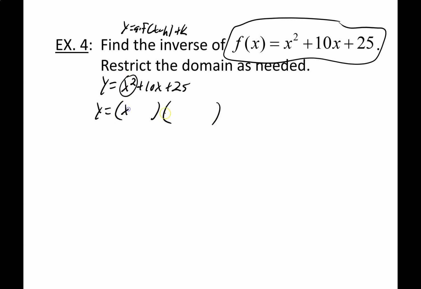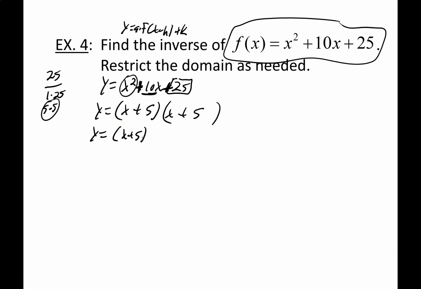x squared is x times x. Can you think of any factors or multiples of 25? Well, 25 is either 1 and 25 multiplied or 5 and 5 multiplied. Which of those will add up to 10? I'm feeling pretty good about the 5 and the 5. And since both of these signs are positive, so are these. So now I get an equation, y equals (x plus 5) times (x plus 5), or (x plus 5) squared.